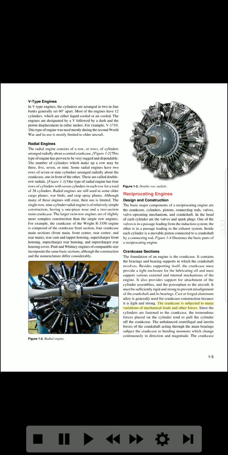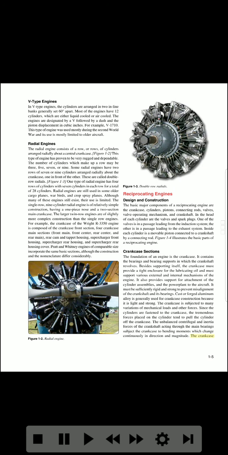The crankcase is subjected to many variations of mechanical loads and other forces, since the cylinders are fastened to the crankcase. The tremendous forces placed on the cylinder tend to pull the cylinder off the crankcase. The unbalanced centrifugal and inertia forces of the crankshaft acting through the main bearing subject the crankcase to bending moments which change continuously in direction and magnitude.